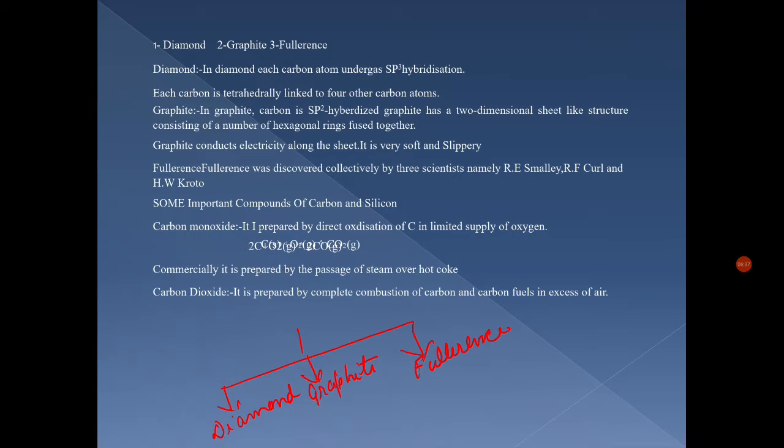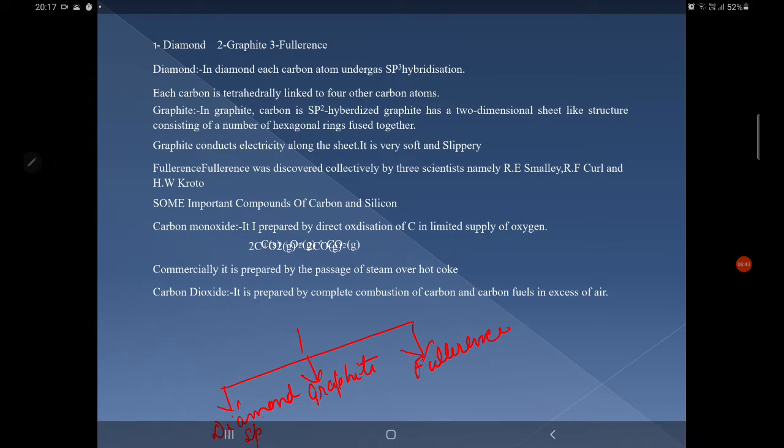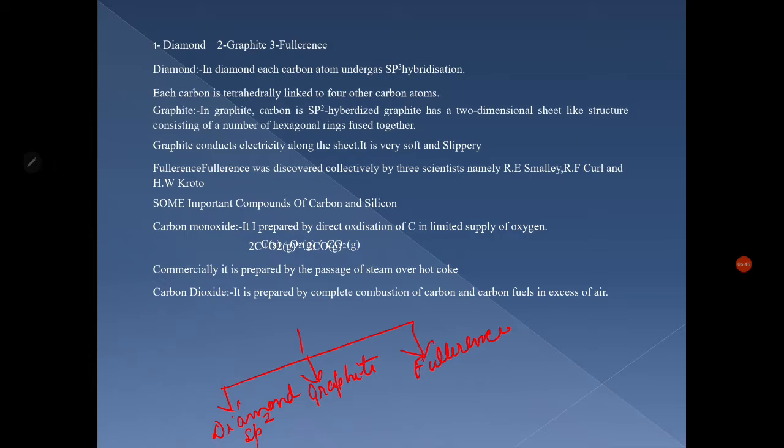First is diamond. Diamond is a crystalline lattice. In diamond, each carbon atom undergoes sp3 hybridization and is linked to 4 other carbon atoms by using the hybridized orbitals in a tetrahedral fashion. Bond length is 154 pm. It is very difficult to break the extended covalent bonding, and therefore diamond is the hardest substance on the earth.